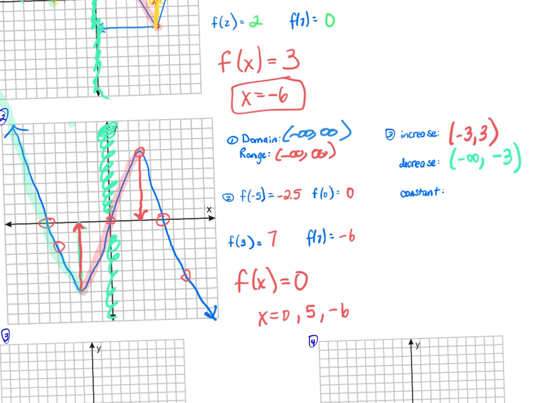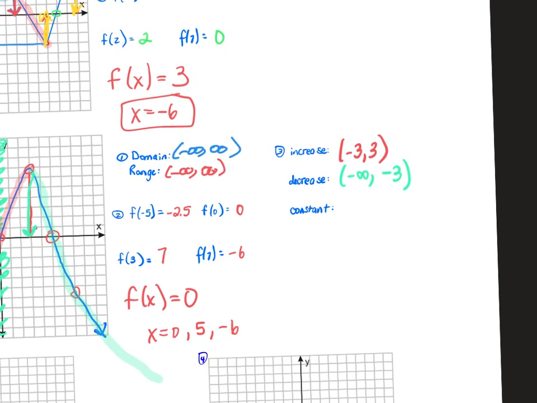And now I say, okay, I have some more turning points. So I turn the corner here and then I come down. What is my interval of decrease here? Be careful. From this point, +3 to infinity. +3 to positive infinity.